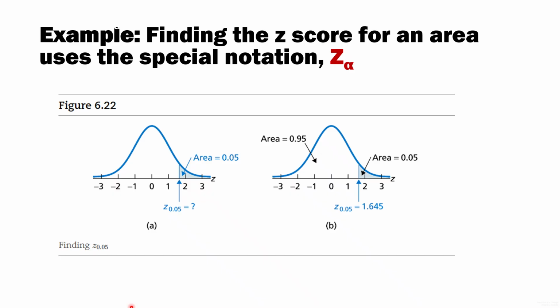Now you'll look in the body of the table, and what you'll find is that there are two entries that are equally close to 0.95. They are 0.9495 and 0.9505. The z-scores corresponding to those two areas are 1.64 and 1.65 respectively. What we'll do then is take the mean: 1.64 plus 1.65, divided by 2, and we will find our z-score of 1.645.